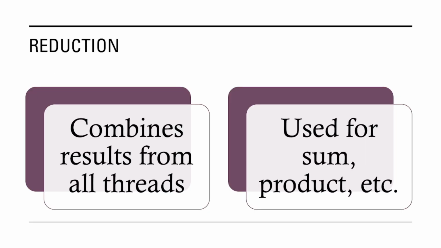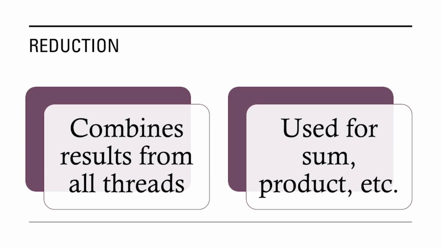And next one, reduction. This is mainly used in OpenMP. This clause is used when multiple threads perform operations on shared variables, such as sum, product, maximum, minimum. So instead of all threads updating the same variable, which can cause conflicts, each thread works on its own local copy. At the end of the parallel execution, all local results are combined, reduced into a single final value. The final result is stored in the original variable.